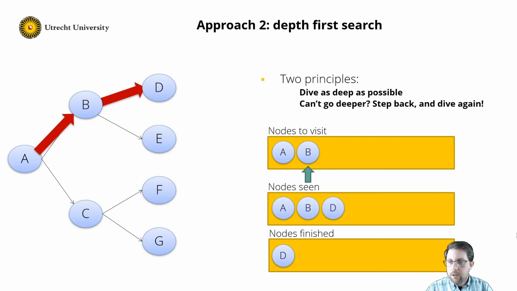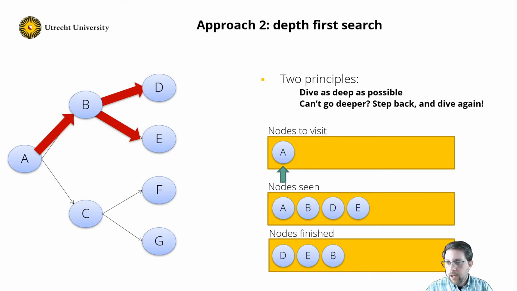Now I'm again in B, and B still has one child left, namely E. I haven't seen it yet. So I add it to the nodes to visit and I add it to the nodes seen. And as E also doesn't have any children, I can add it to the nodes finished list. Now E is done, so I remove it and I'm back in B. Well, B doesn't have any children anymore, so B is also finished.